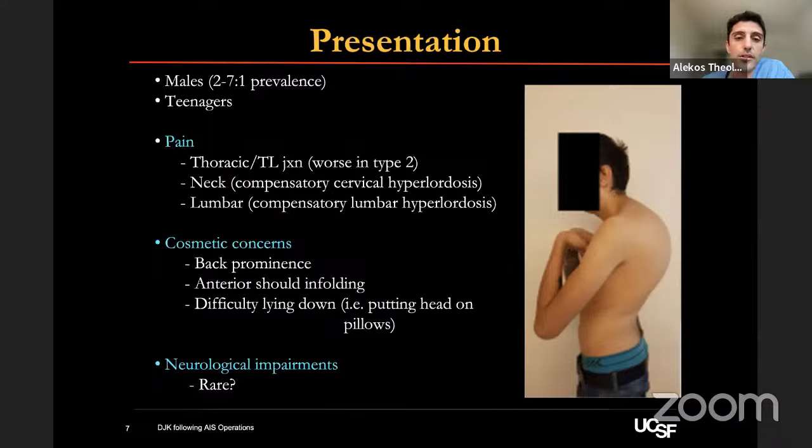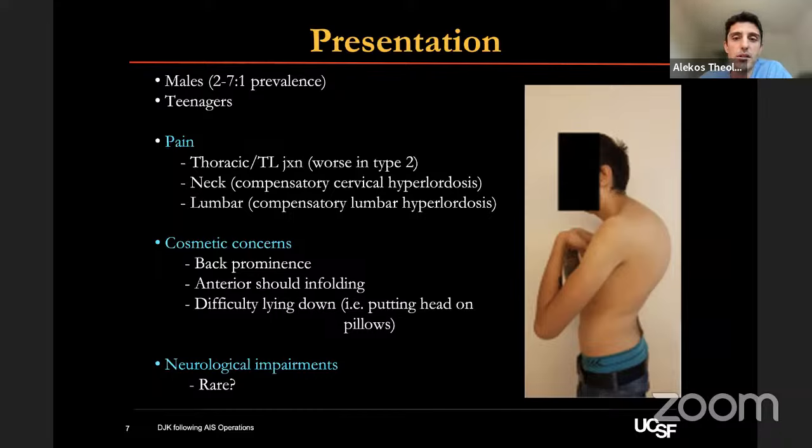In order to maintain an upright sagittal alignment, an appropriate sagittal alignment, there is compensatory hyperlordosis of the cervical spine and the lumbar spine. So patients can present with neck pain and lumbar spine pain from that hyperlordosis. You can see on the right side, back prominence, anterior shoulder infolding can be cosmetic concerns that patients will discuss. And then patients may have difficulty lying down. I had one patient who couldn't put his head on the pillows and required 3 or 4 pillows to keep his head upright to prevent that hyper cervical lordosis causing neck pain.